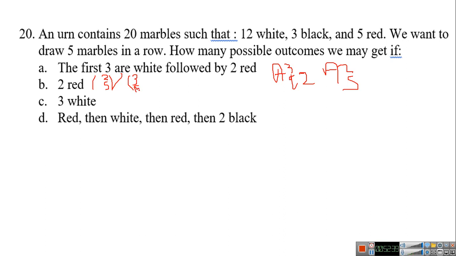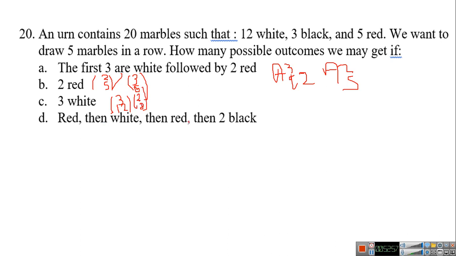3 white. So I have 3 out of 12. Remains 2 not white. 2 not white means black or red, so 8.